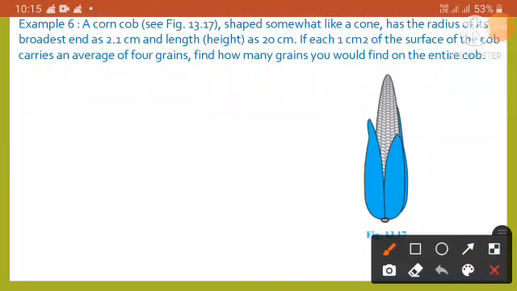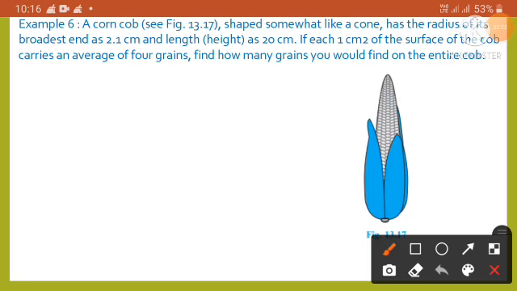Now example 6. So here see the figure 13.17. A corn cob shaped somewhat like a cone has the radius of its broadest end as 2.1 centimeter and the length, here it is the height, as 20 centimeter. If each 1 centimeter square of the surface of the cob carries an average of 4 grains, find how many grains you would find on the entire cob.